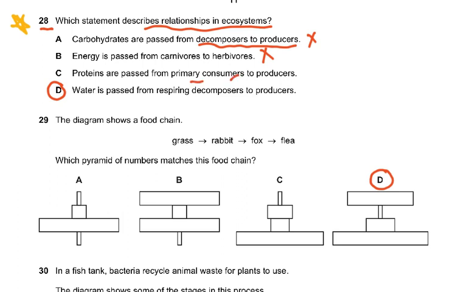Protein is passed from primary consumer to producer. Sorry, it's producer first and then primary consumer. And of course, even by a method of elimination, you could have come up with the D answer. Water is passed from respiring decomposers to producers.